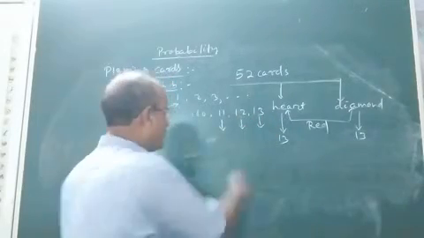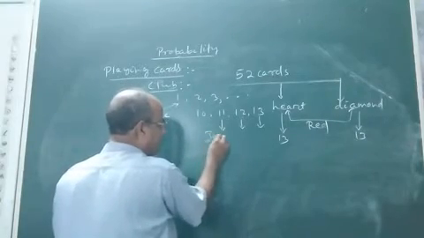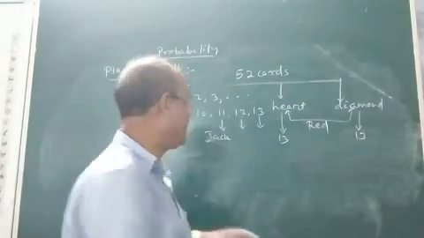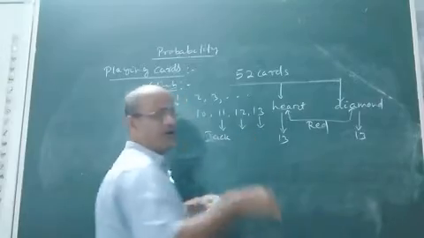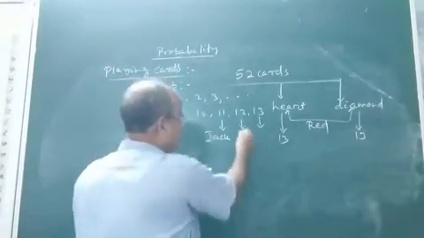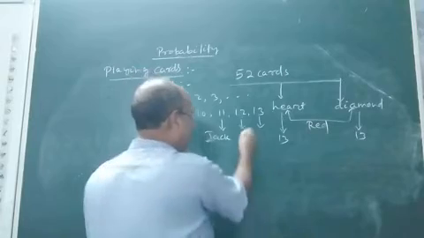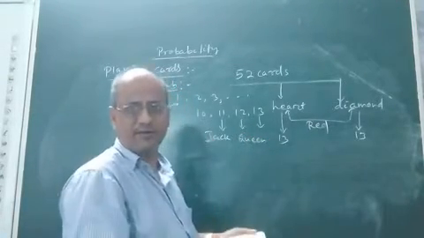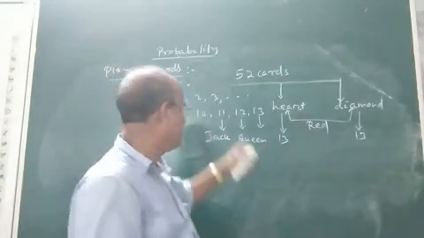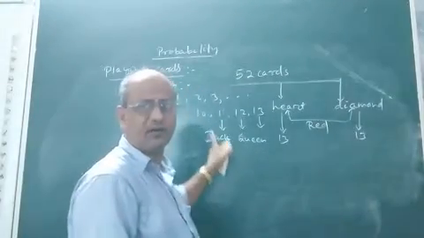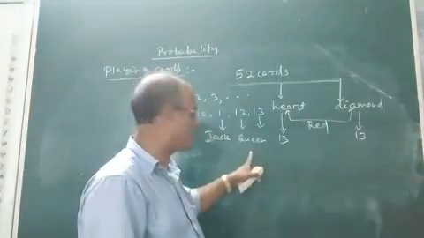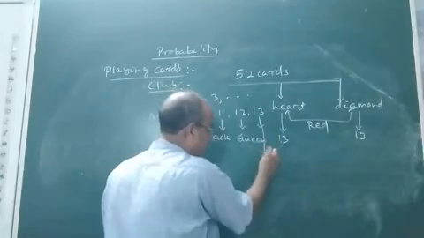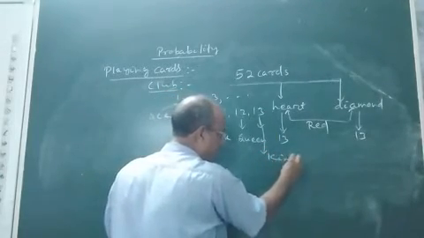Card bearing number 11 is called Jack. You know the meaning of Jack. In Hindi it is called Gulam, or you can say Nokar. Card bearing number 12 is called Queen, or Begum, or Rani Saiba. Card bearing number 11 is called Jack or Gulam. Card bearing number 12 is called Queen or Begum or Rani Saiba. Then card bearing number 13 is called King or Badshah.